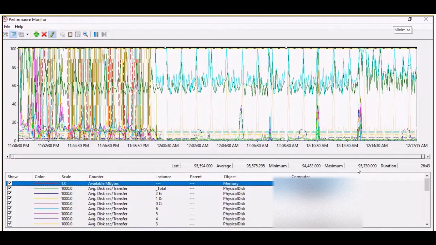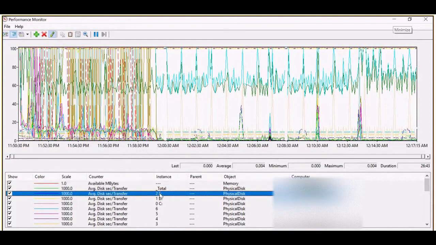95 gig, roughly. That's plenty of available memory. We don't want to get below 300 MB, which would be the very bottom, the lowest. But if it's 500 MB, I still think, man, we're cutting it close. Okay. Average disk seconds per transfer.